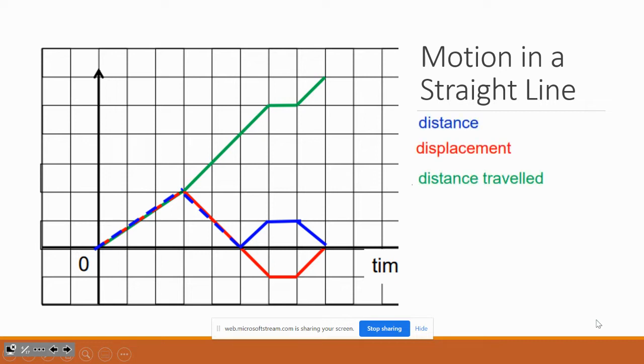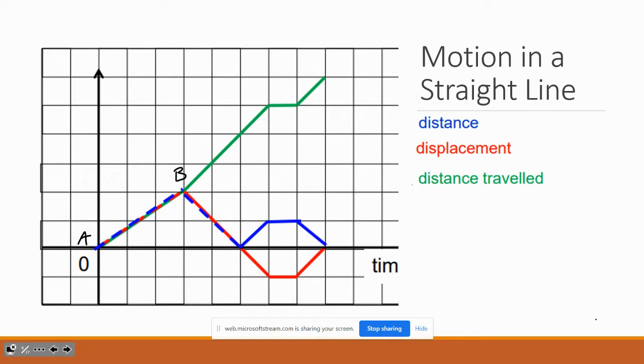What if I told you that the blue line here represented distance, the red line represented displacement, and the green line represents the total distance traveled? Okay, so all three are the same from, I'm going to call this point A to point B. I've gone in one direction at one velocity. So the total distance traveled is the same as the distance away from home. It's the same displacement from home, from the origin, from our starting point.